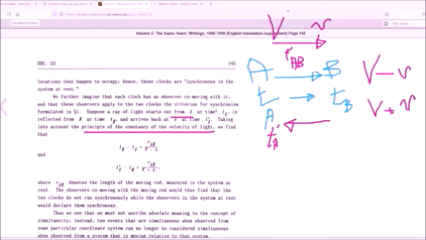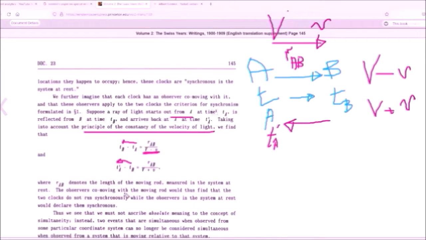This is the theory of Lorentz transformation. When the light traveled from A to B, it arrived late at TB, and the distance was the velocity minus the speed of the rod, and that's the distance RB, the distance between A and B. But when the light returned from TB to the original point, it arrived at a later time, but the velocity was different. Well, this is the Michelson experiment, where RB denotes the length of the moving rod measured in the system at rest.